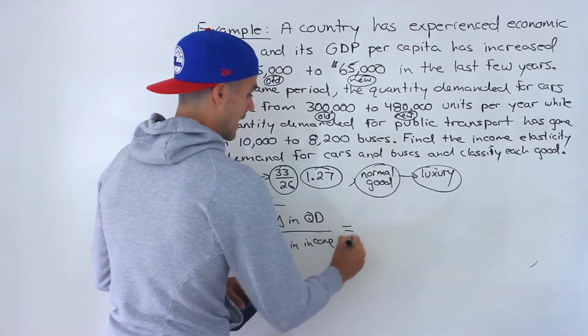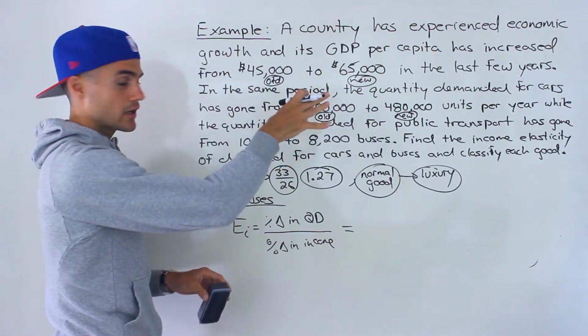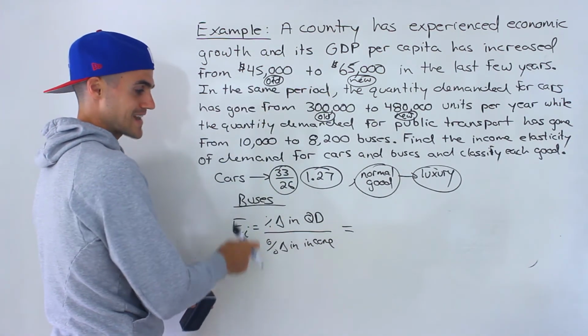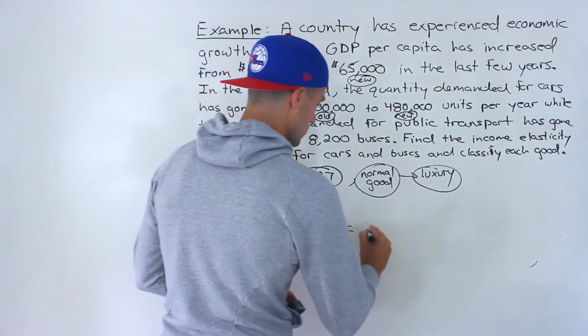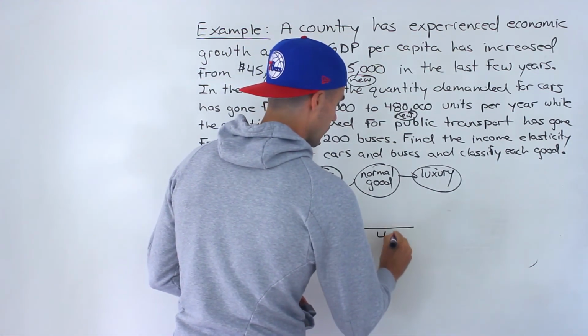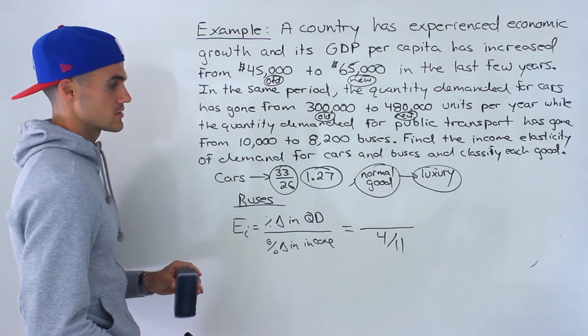Now, if we do the same process with the buses or the public transportation, what's actually nice is that that income is the same, right? That percentage change in income is going to be the same. So it's going to be the same denominator as the previous calculation we did for cars. So that denominator is going to be 4 over 11, but the numerator is going to be different.